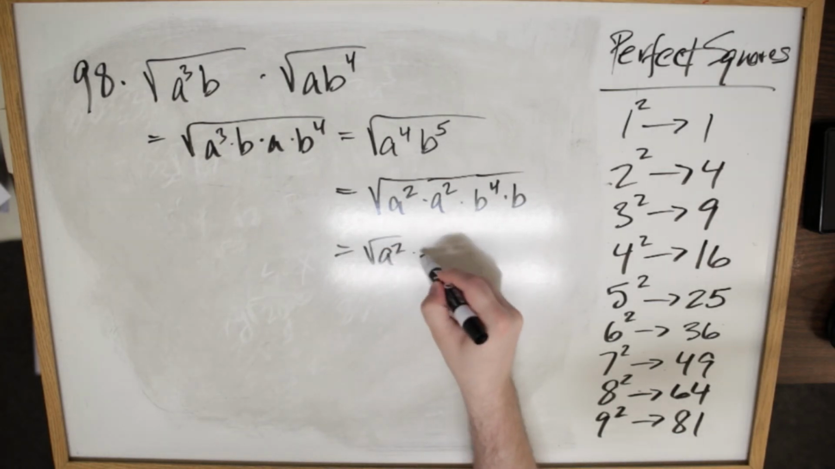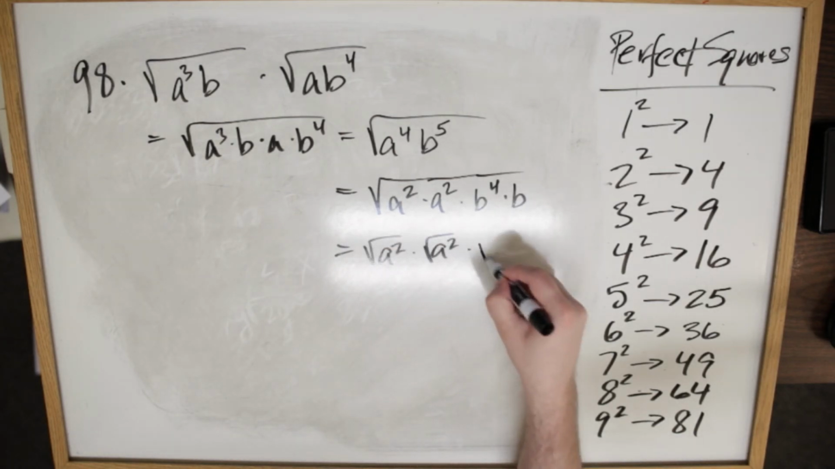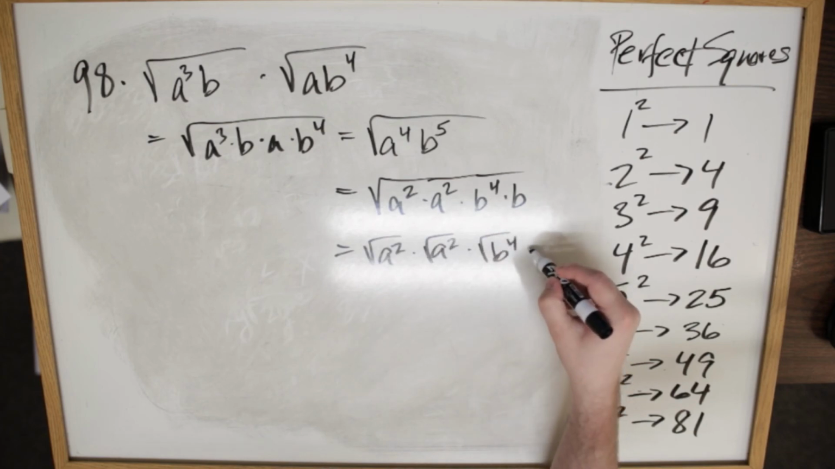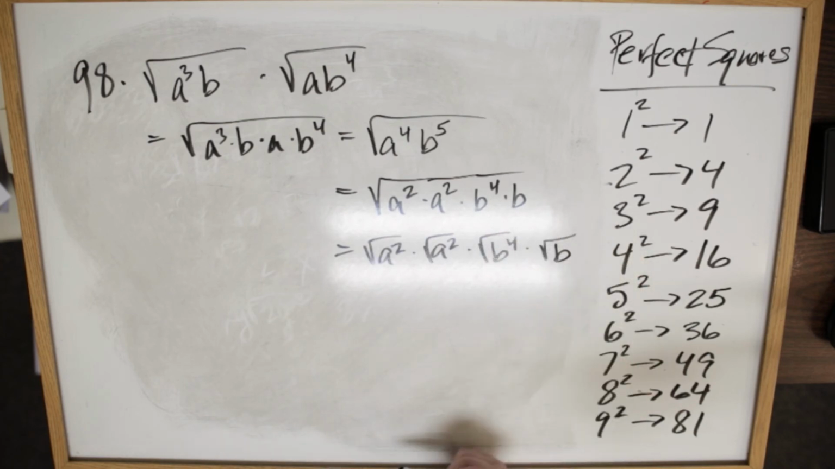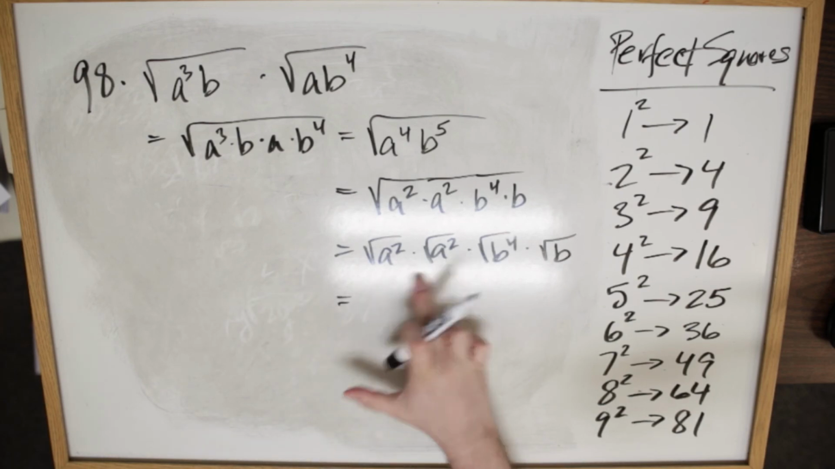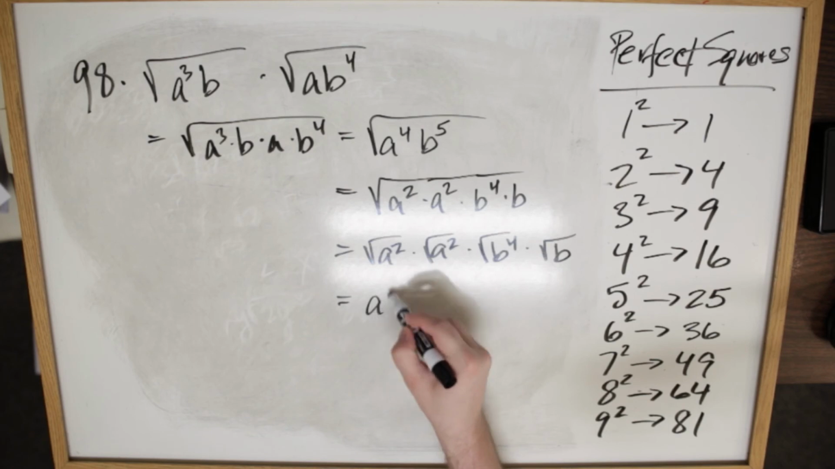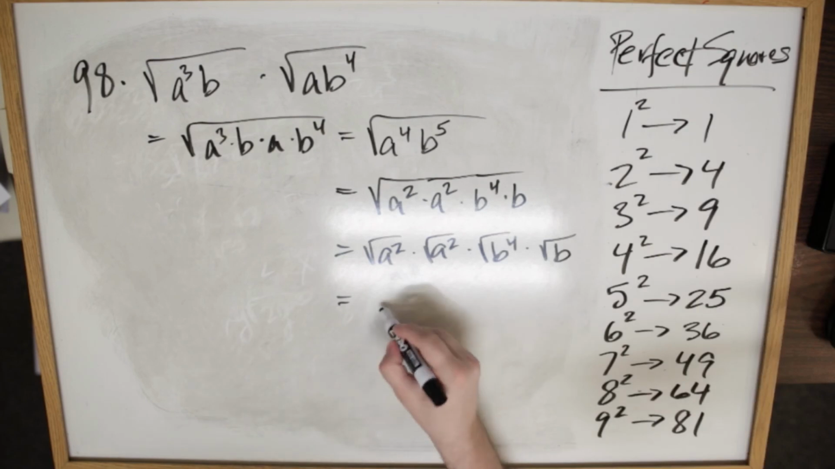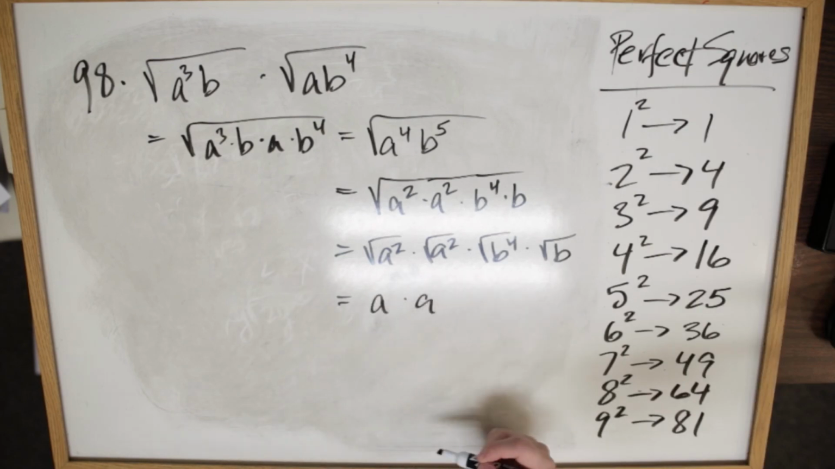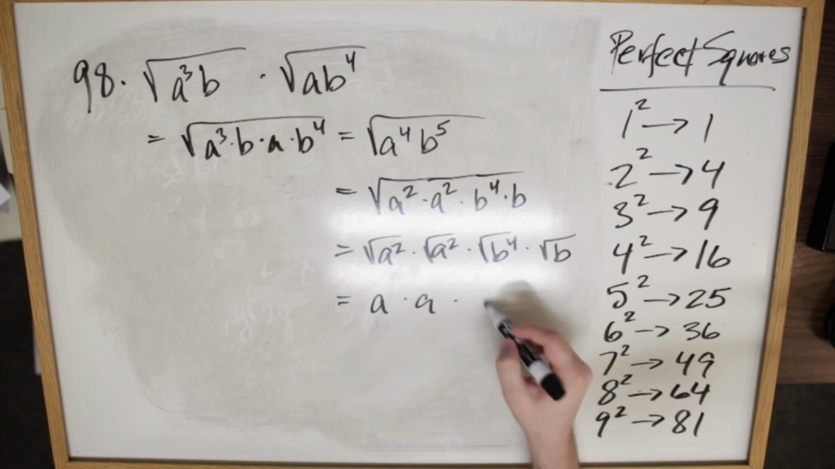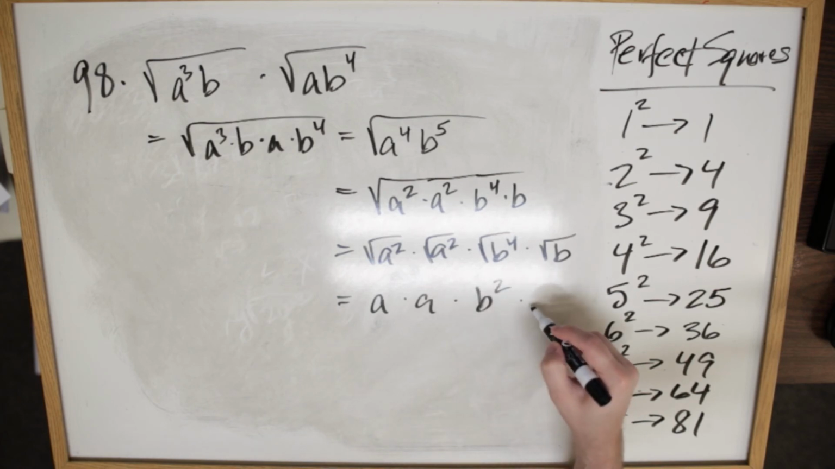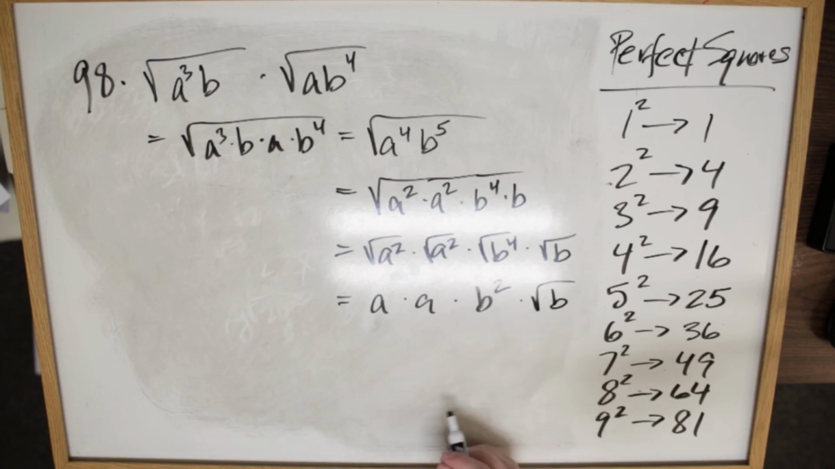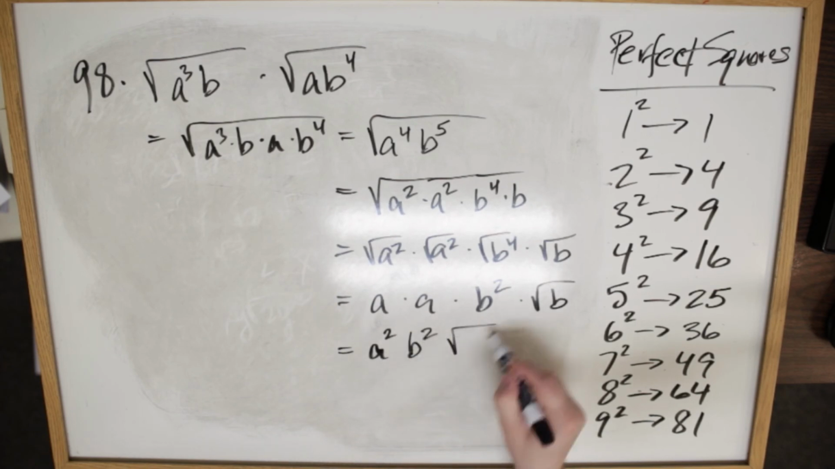Square root of a squared times square root of a squared times square root of b to the fourth times square root of b. Okay. Here, these are going to be a, these are going to be b squared, and then this is going to be times root b. Okay, because we can't do anything with that. So here we get a squared, we get b squared, and then we get square root of b.